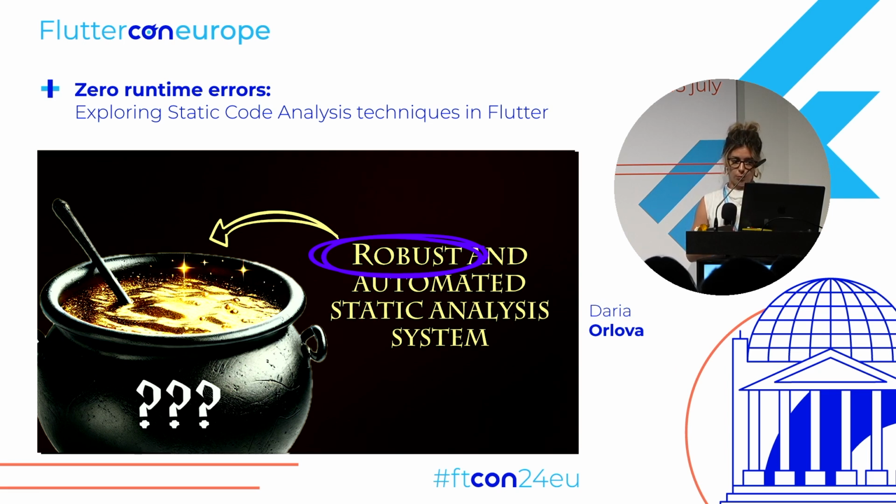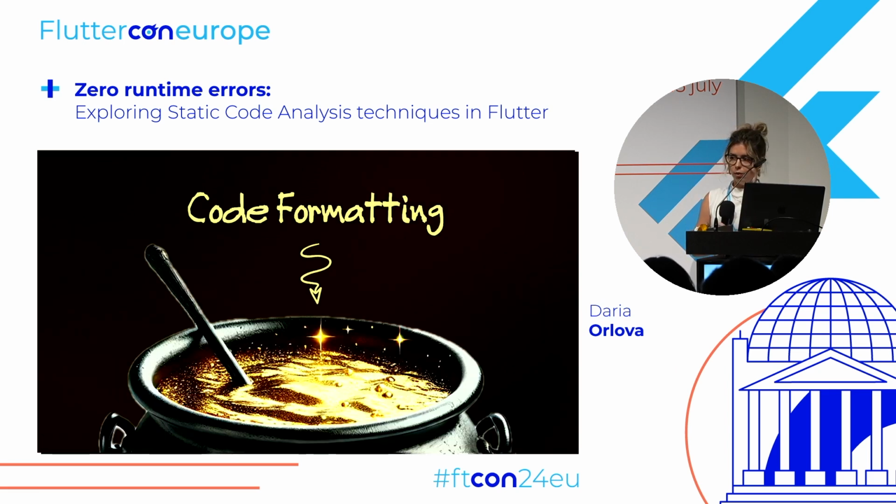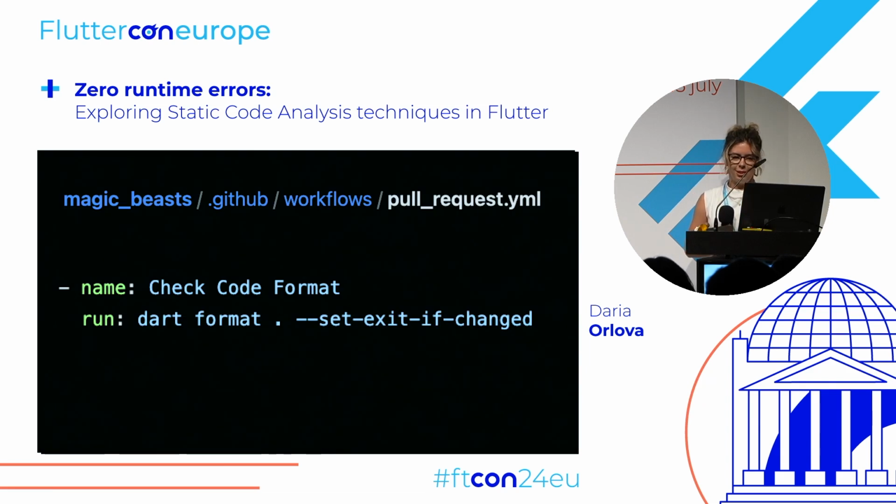Now let's dive into the robust part. We will start with simple yet important things, and properly formatted code is the foundation of a clean and maintainable code base. I think there's no arguing with that. But we're human, muggles. We can forget, it happens. So to make sure it never happens, we can add an automated check.